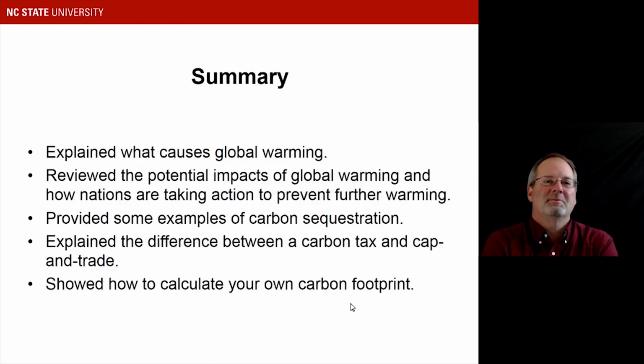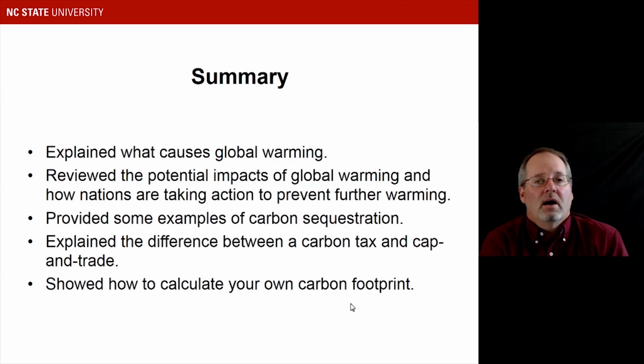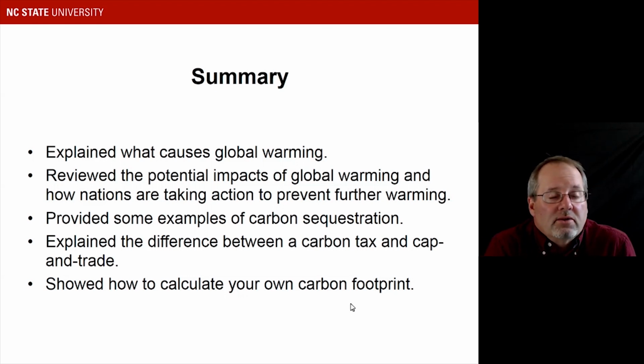Okay, so let me summarize what we've done. First, we talked about global warming, the insulation of the earth from these greenhouse gases in our atmosphere. Then we reviewed some potential impacts of global warming, like sea level change, things like that. Then we provided some ways that you can take carbon dioxide and other greenhouse gases out of the atmosphere and sequester them in order to combat global warming.